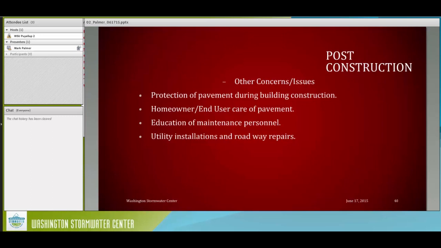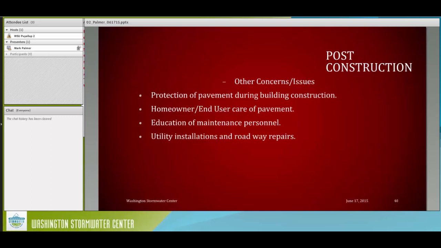Homeowner end user care: if you've got all these homeowners along this porous pavement street, do they understand that it is the stormwater system and that they shouldn't be washing off dirty trailers or putting their bark out in the street or doing things like that on the pavement? Make sure that they're aware of it.